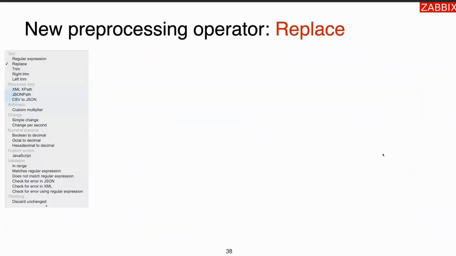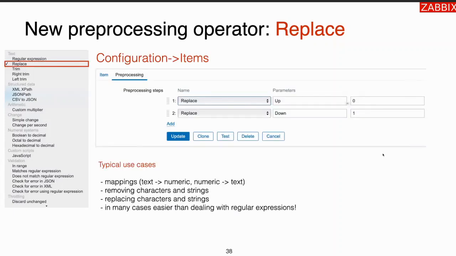What else? Preprocessing. It's got a new operator, which is really simple, replace. So now it's possible to replace a string with another string. And there are a number of typical use cases. Mappings, if you want to do some mapping from string to text, like in my example, up is 0, down is 1. So using those two preprocessing steps, I could basically transform string to text. Sometimes we want to remove some characters, like I would like to remove some spaces from my digits, or I'd like to replace some characters, to replace the point with a comma, or vice versa. So it's all possible to do with this new operator.